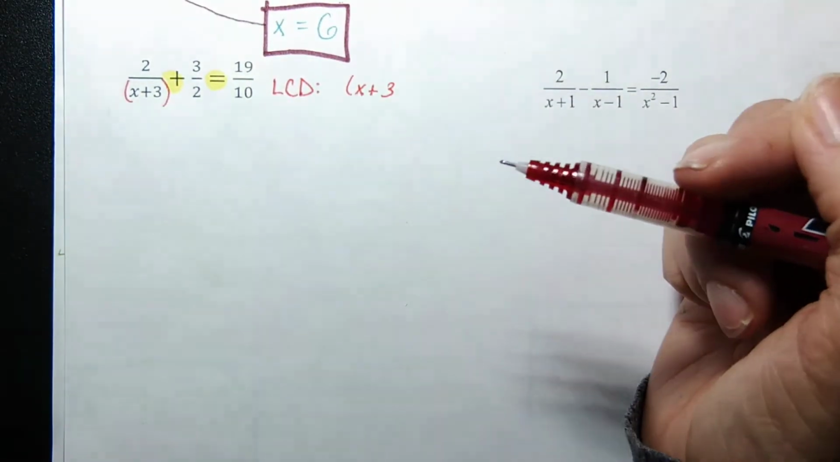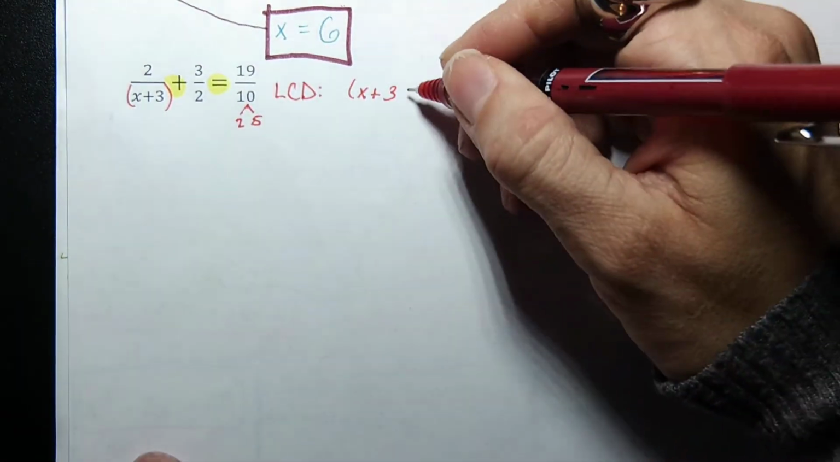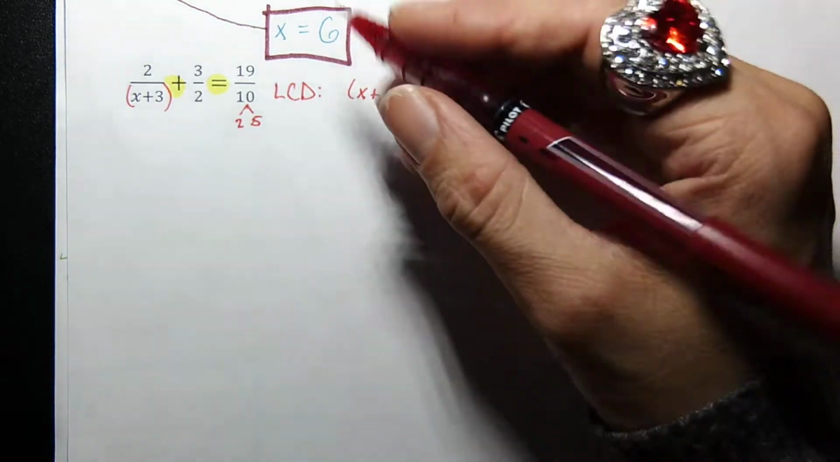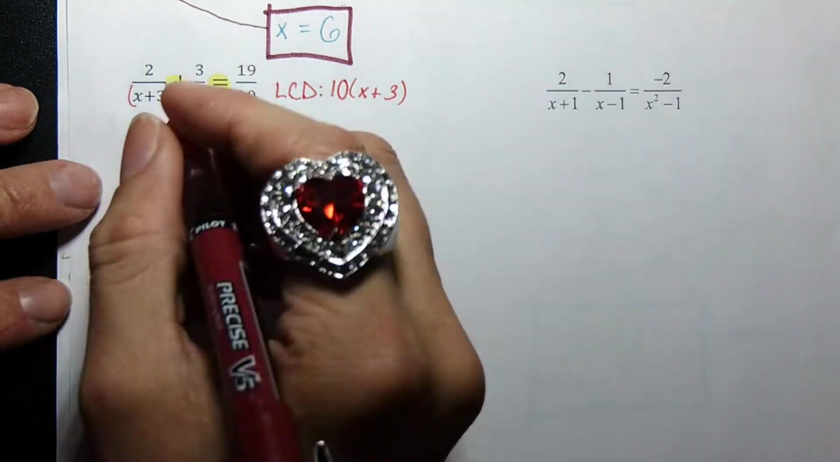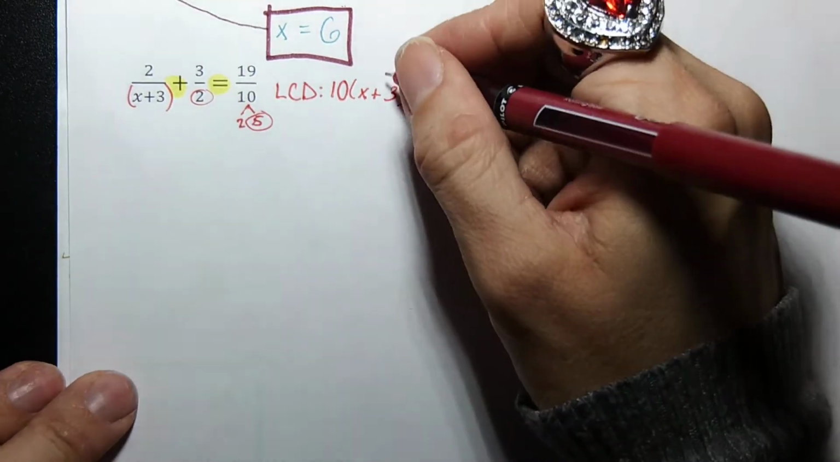2, can't factor tree that. 10, we can break down into 2 and 5. So the greatest amount of 2s that we have in one fraction is 1. Greatest amount of 5s we have in one fraction is 1. So what are we going to use? 10. 2 times 5. So 2, 5. Dynamite.